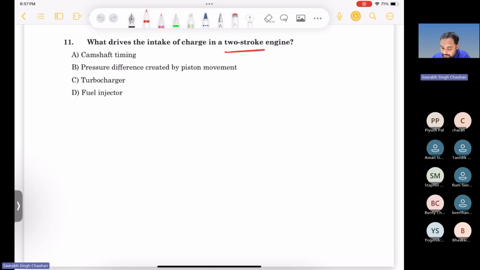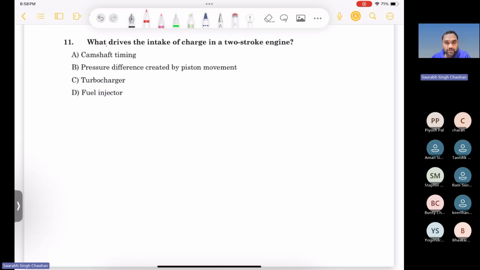Again, two-stroke engine. What drives the intake of charge in a two-stroke engine? Option A says camshaft timing, B pressure difference created by the piston movement, C turbocharger, or D fuel injector. It is asking what is causing the intake of charge in a two-stroke engine. Pressure difference created by piston movement.